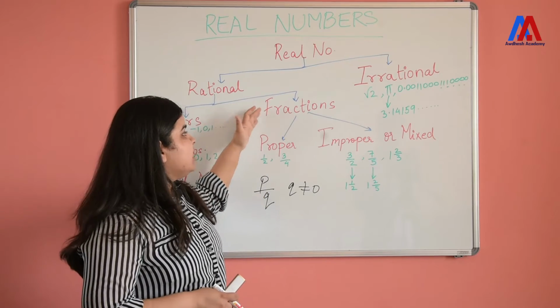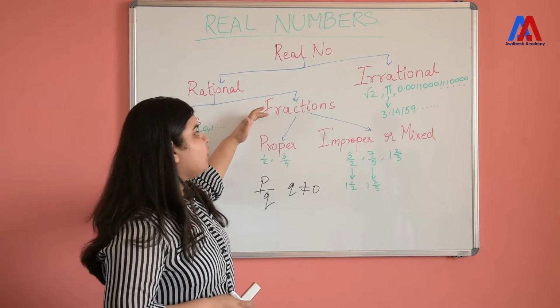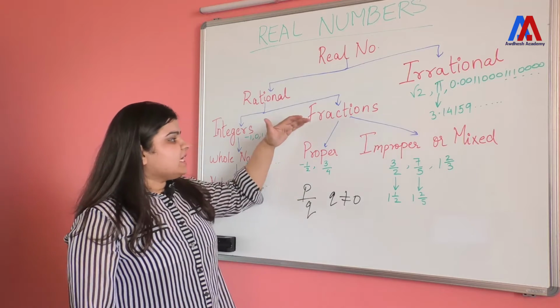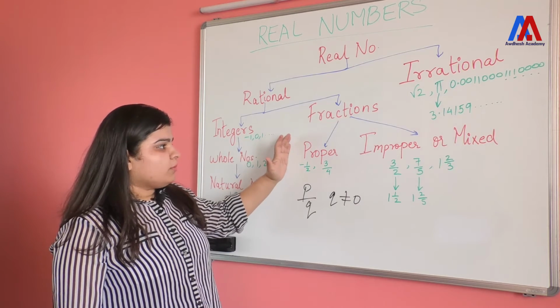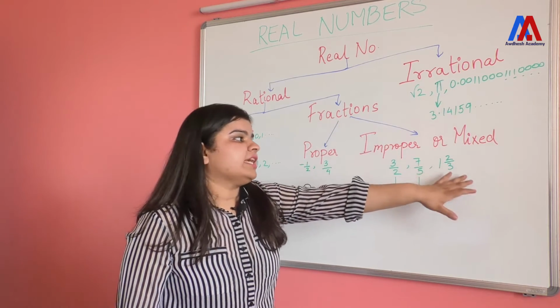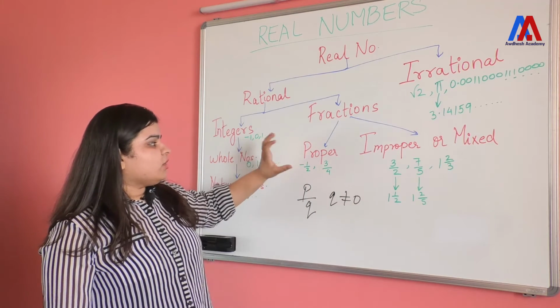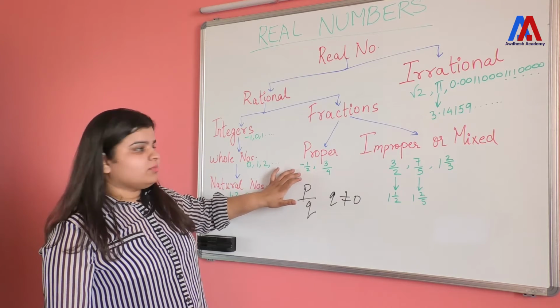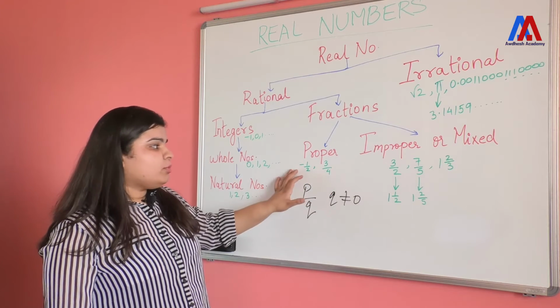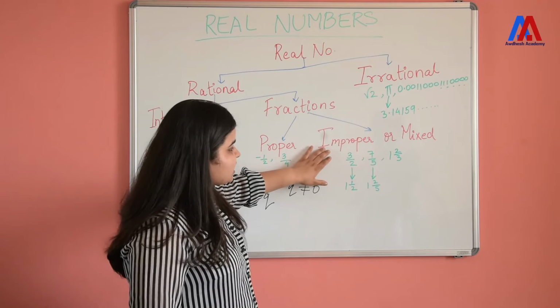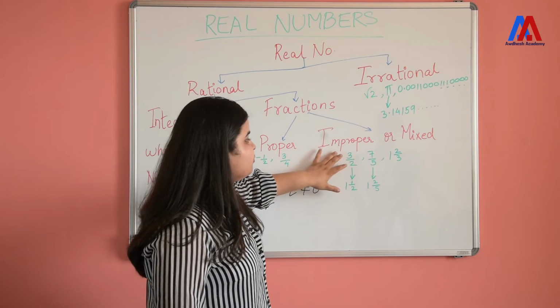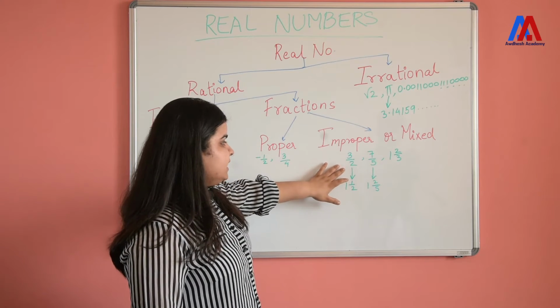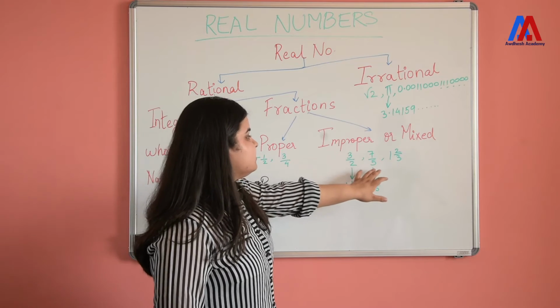Coming to fractions, fractions are defined as part of a whole. Now fractions are further of two types, that is proper and improper or mixed fractions. Proper fractions are all those fractions which have numerator less than the denominator, which can be both positive and negative. Improper fractions are all those fractions where the numerator is greater than the denominator, like we see in this case.